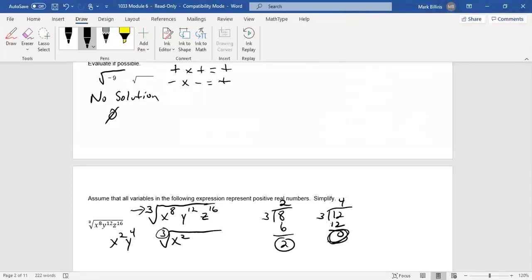So the last is the z. So it's z to the 16th. So I put my exponent, which is 16, with my index, which is 3 in this case. So 3 goes into 16 5 times. So 5 times 3 is 15. That means we have a remainder of 1. So that means I can take out 5 factors, and I have 1 that remains underneath. And again, I don't show this exponent as a part of my answer, but it's understood.